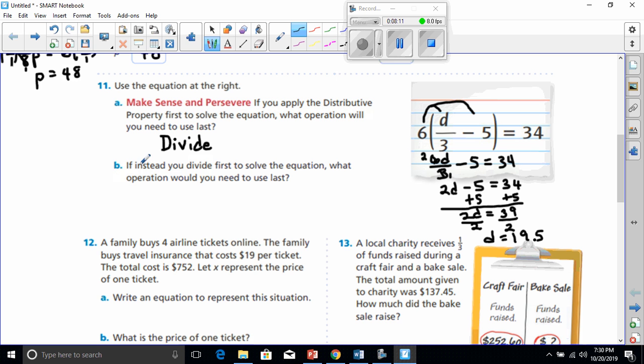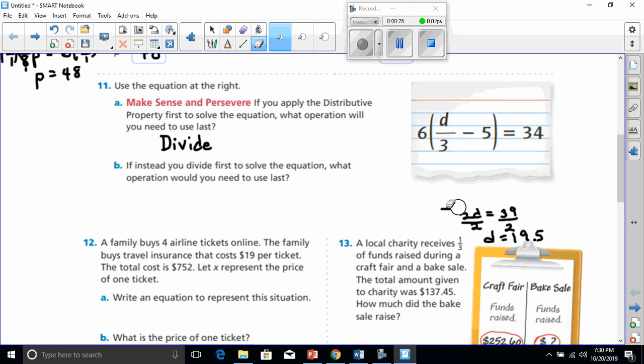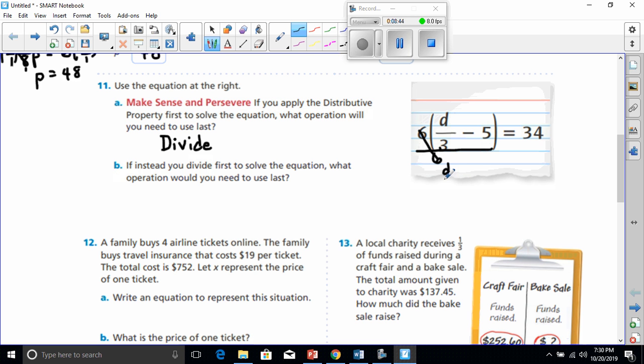Now they're posing the question, if instead you divide first to solve the equation, what operation would we do last? Well, let's try that. It's asking us to divide first, which is not something I would recommend, but if we did divide first, that means I would be dividing this whole thing by 6. Okay, and that would scratch out, which would leave me d over 3 minus 5. That means I would be dividing this side by 6.